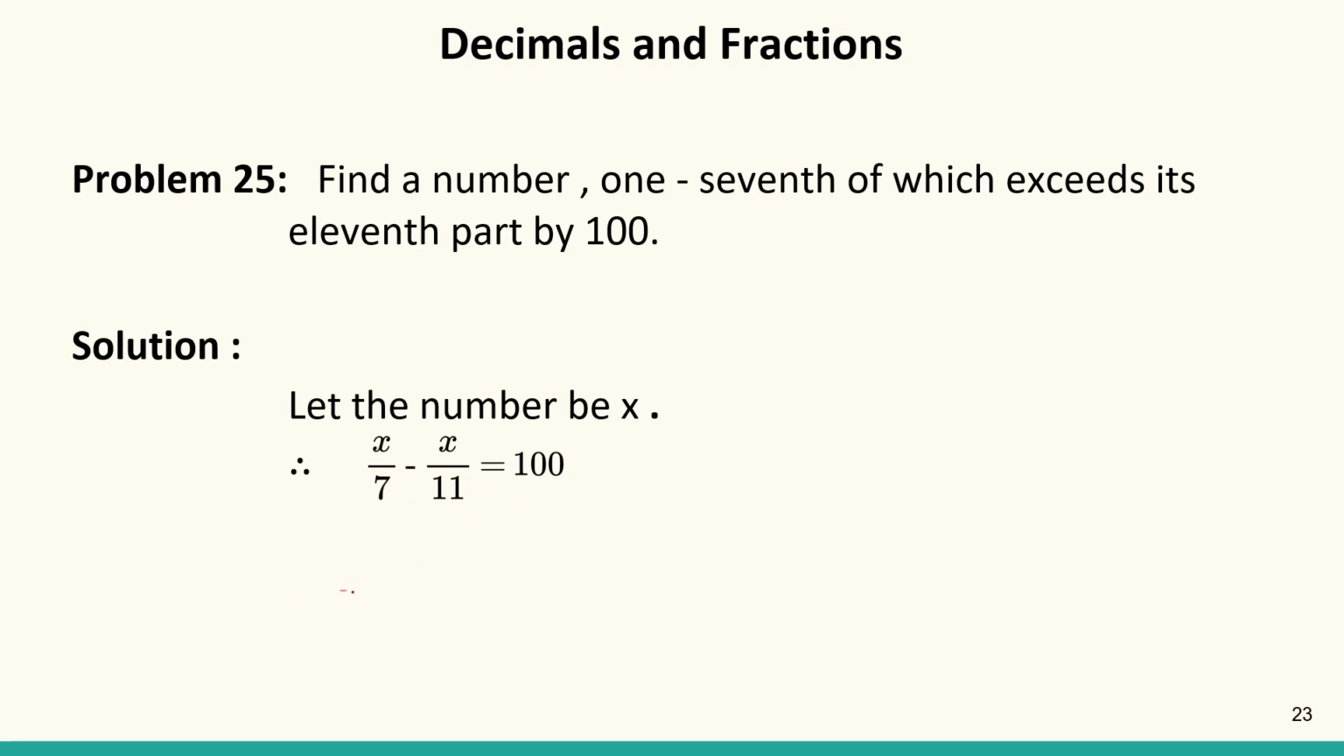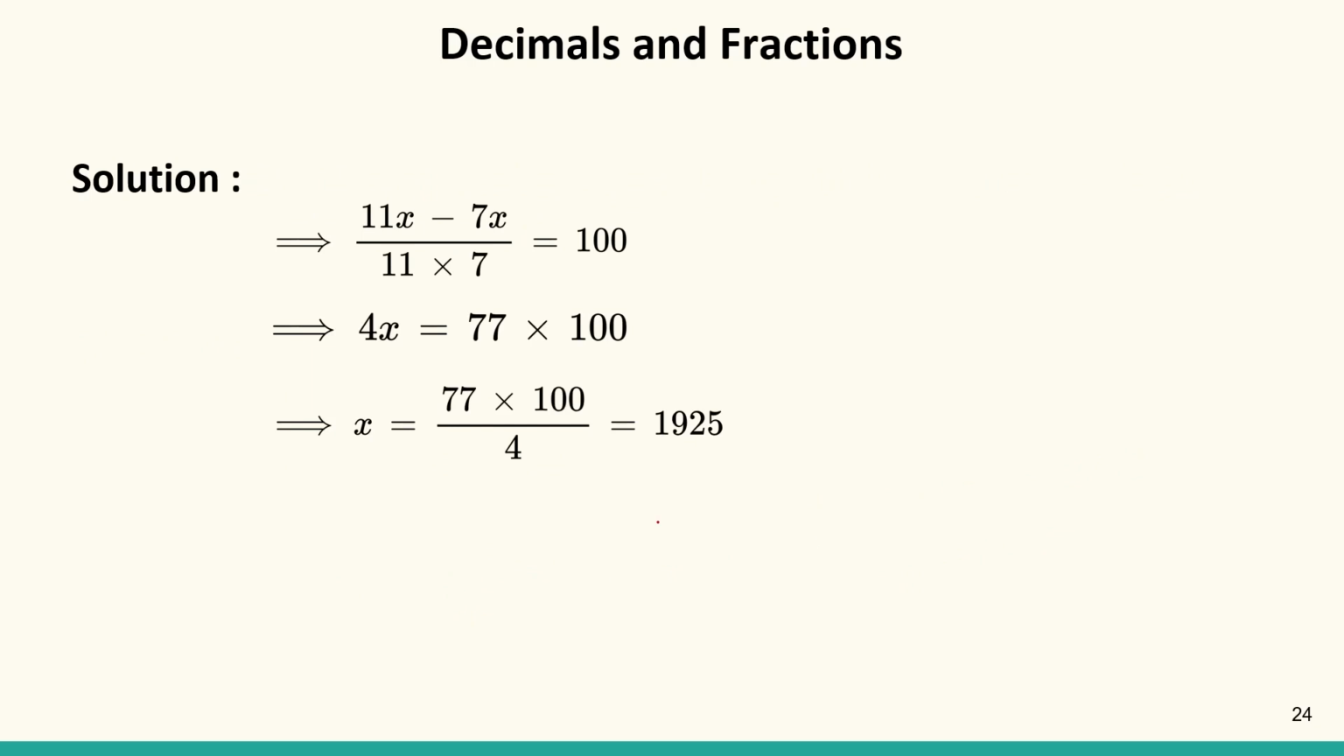Okay, we need to solve this. So how will we solve this? Taking 77 as the common denominator, 11x minus 7x is equal to 7700. So this implies that 4x is equal to 7700, so x is equal to 7700 by 4, which is 1925. So this is the final answer.